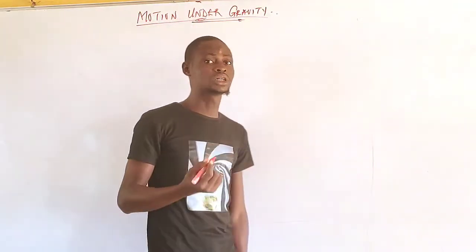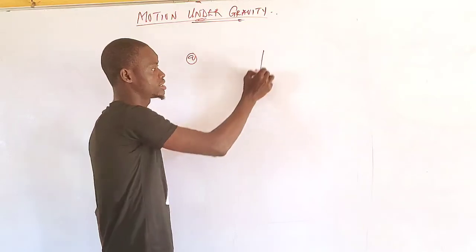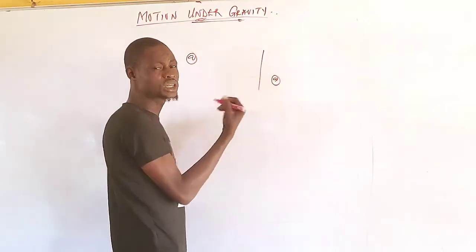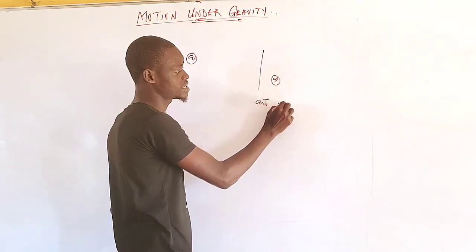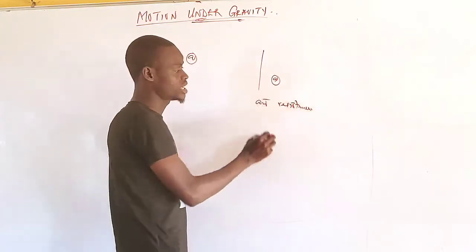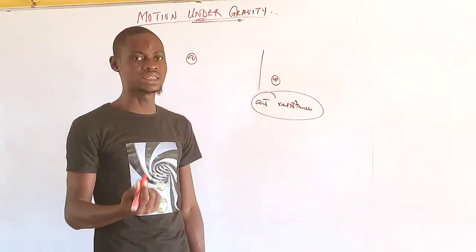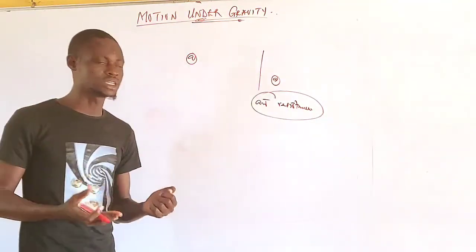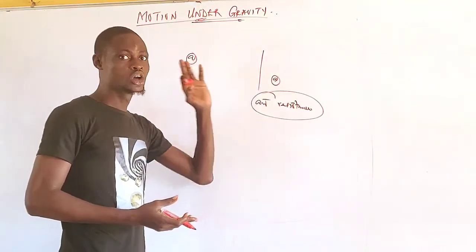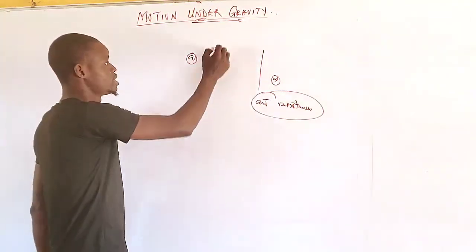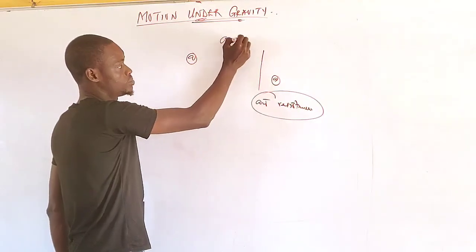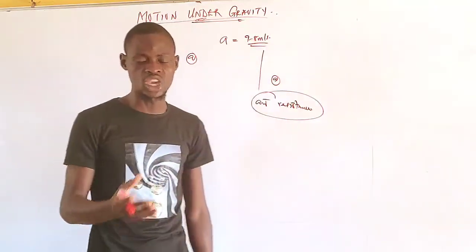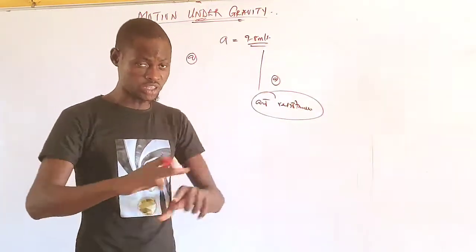Motion under gravity simply means, if you have a ball that is falling under gravity, that ball can only have a constant acceleration if we assume that the air resistance is kept constant. If the air resistance is not kept constant, then the acceleration of the body will surely vary. But here, since we are assuming uniformity, we assume that the air resistance is kept constant. So if the air resistance is constant, acceleration due to gravity will be equal to 9.8 meters per second squared, which is the value of acceleration due to gravity on the Earth's surface.